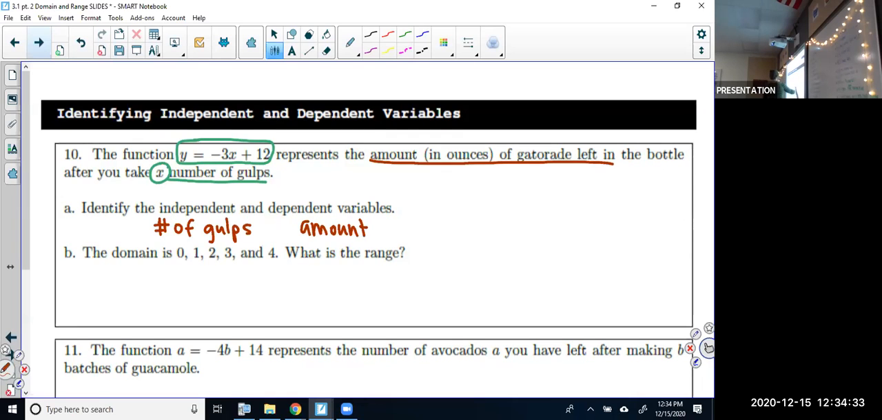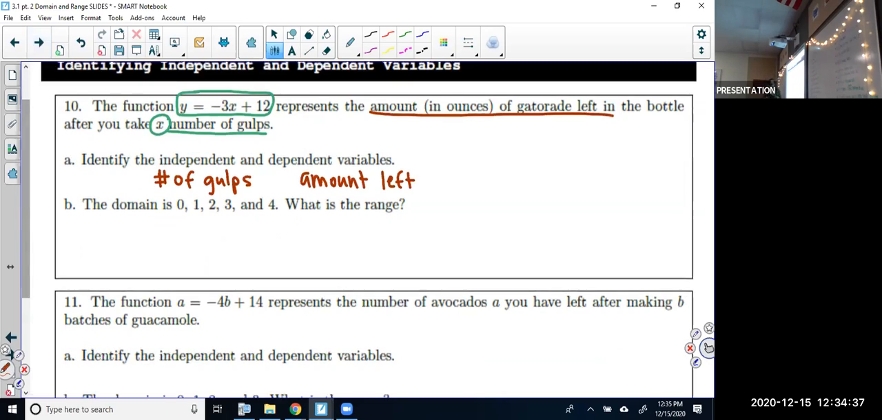Why can't it be gold? I don't think it's gold. Negative gulps. So that's a good question. Riker said, what if you had negative gulps? Notice it says our domain is 0, 1, 2, 3, and 4. Negative is not in our domain, because it doesn't make any sense to throw Gatorade into the bottle.